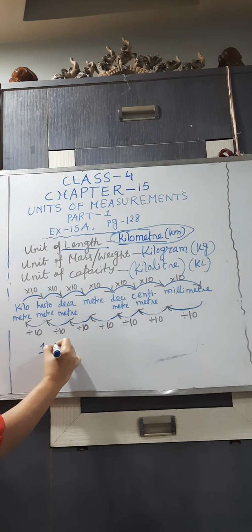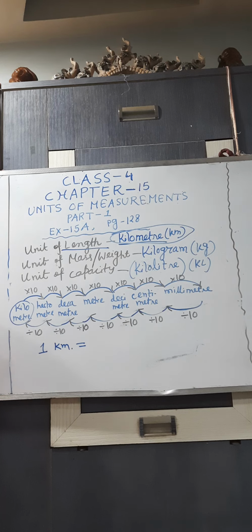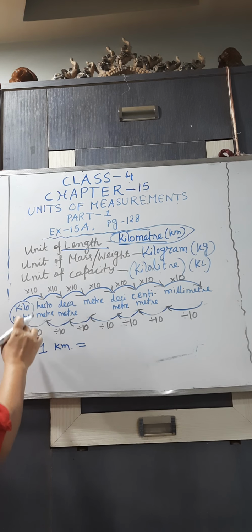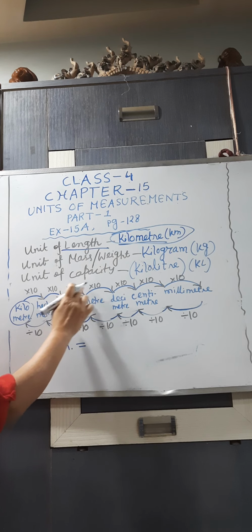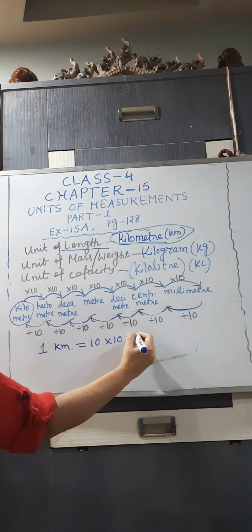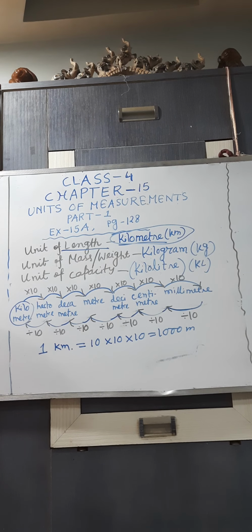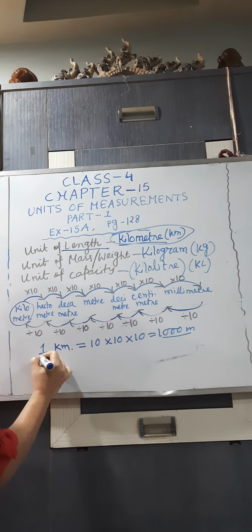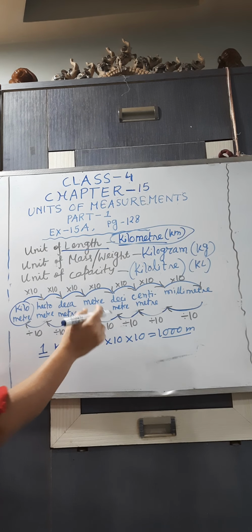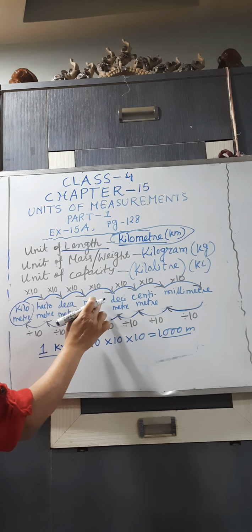Now, 1 kilometer is equal to how much meter? Kilometer to hectometer, hectometer to decameter, decameter to meter. Three steps. So, 10 into 10 into 10 is equal to 1000 meter. You have to be very careful about the units. If you write the wrong units, your sum will be wrong. So, 1 kilometer is equal to 1000 meter. Clear? Now, that means we have moved from bigger unit to smaller unit.